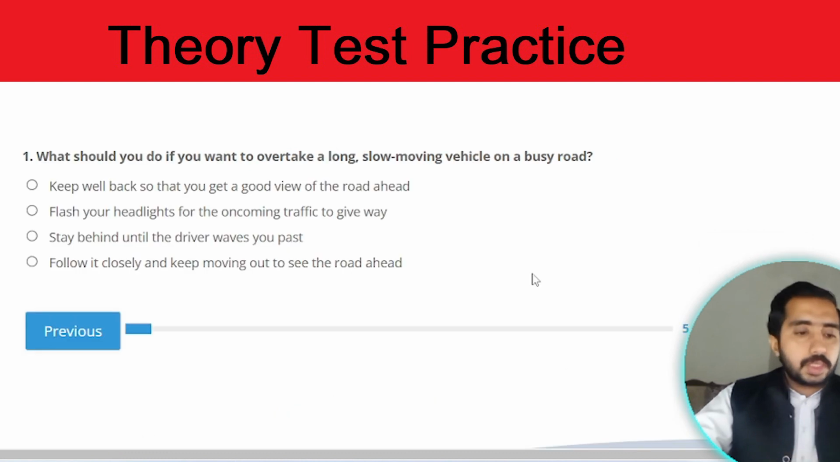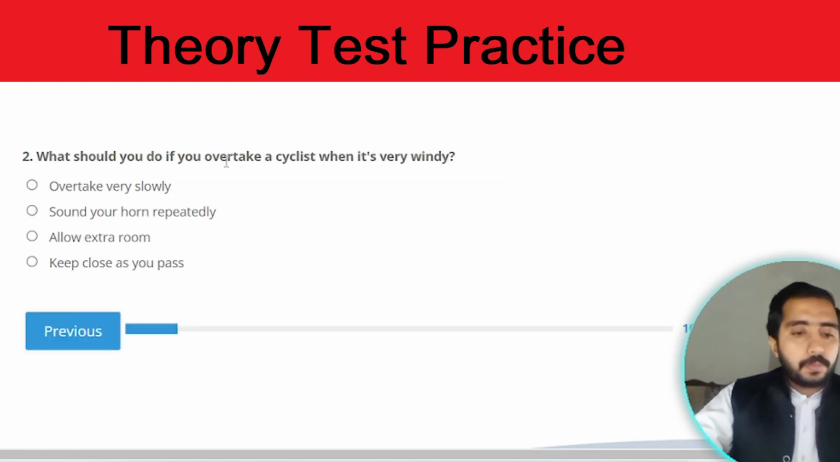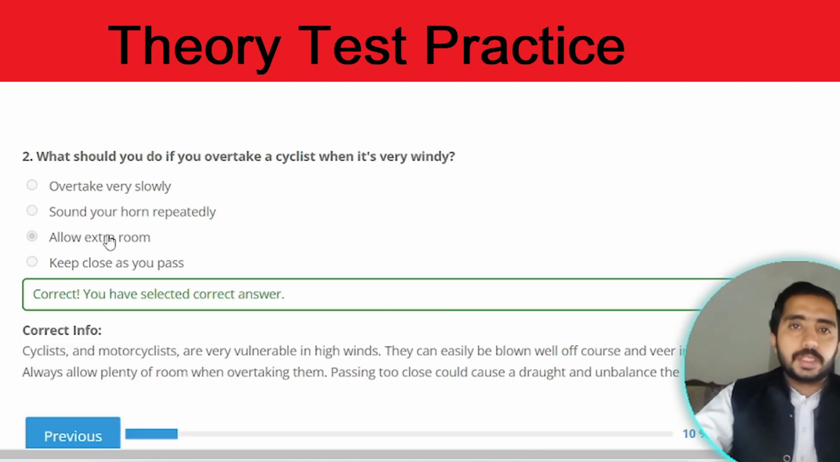Our first question is, what should you do if you want to overtake a long slow moving vehicle on a busy road? The correct answer is option A. Next one, question number 2: what should you do if you overtake a cyclist when the weather is very windy? The correct answer is allow extra room. Option C is the correct option.